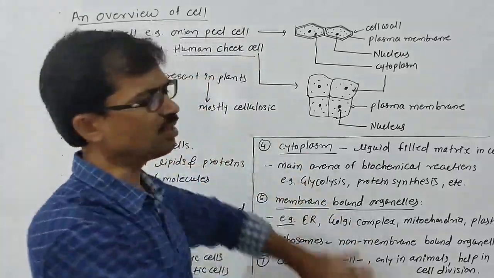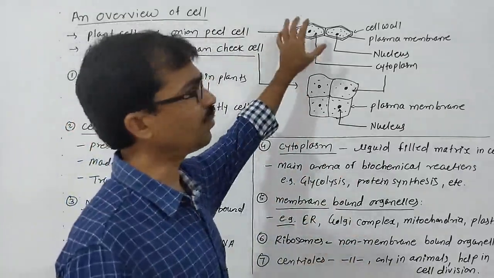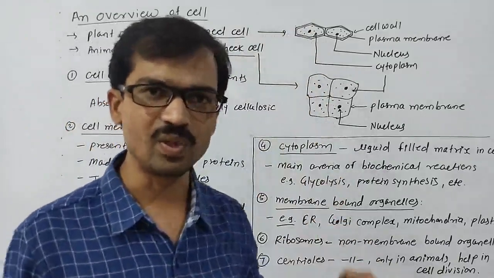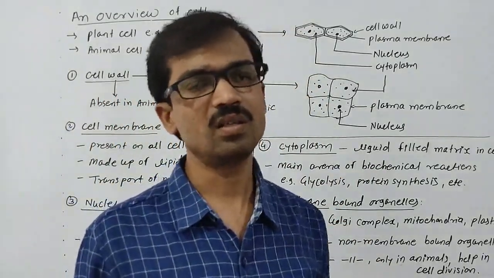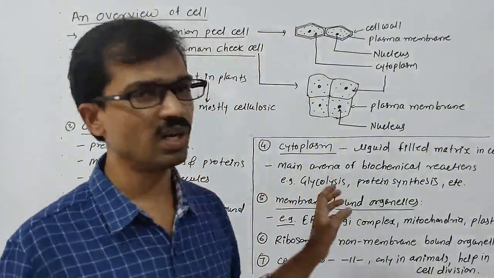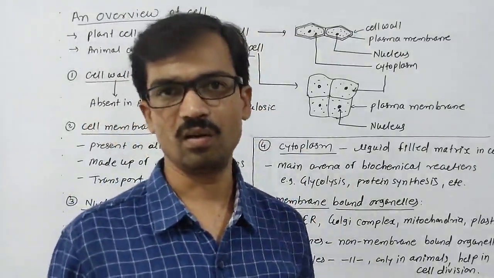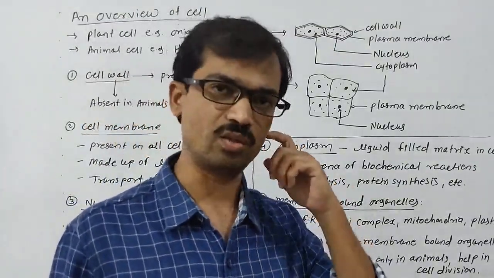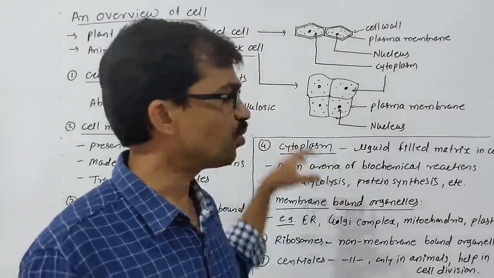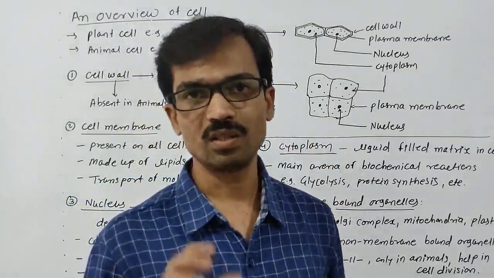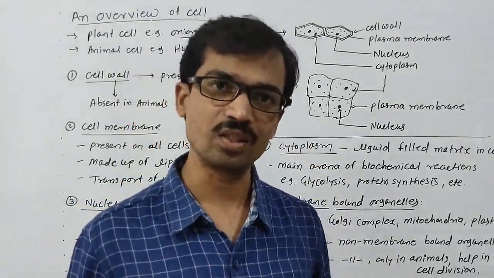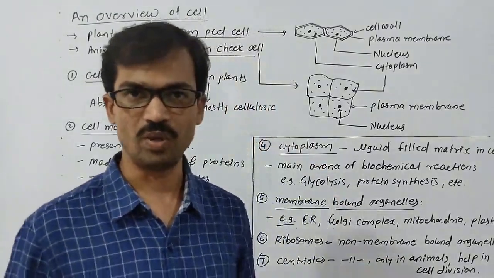So this is just an overview of a typical plant cell, a typical animal cell. We will discuss all these structures in very depth in 1 or 2 more lectures. Presently, we have to study the next point, that is the cell size and cell shape. We will see that in a few minutes.